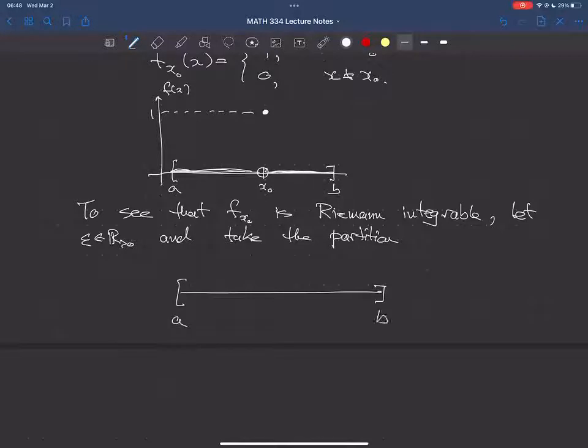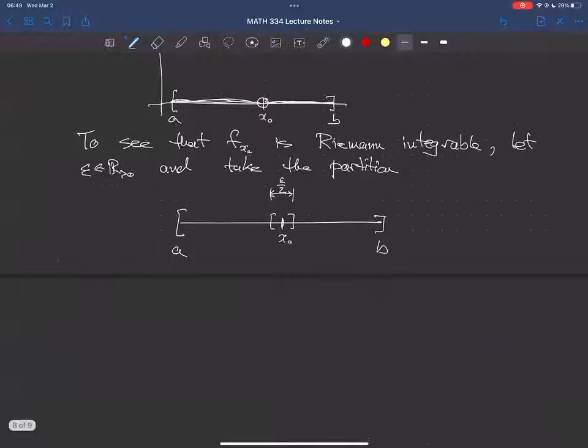Okay, and so it's easiest to just draw the partition. A, B, x naught. All right, and all I'm going to do is choose a partition with 3 subintervals, and the middle one is going to be around x naught, so x naught is going to be in the interior of this partition, in the center if you want, and all I really care about is that the width here is epsilon over 2. Okay, so this is t0, this is t1, this is t2, and this is t3.